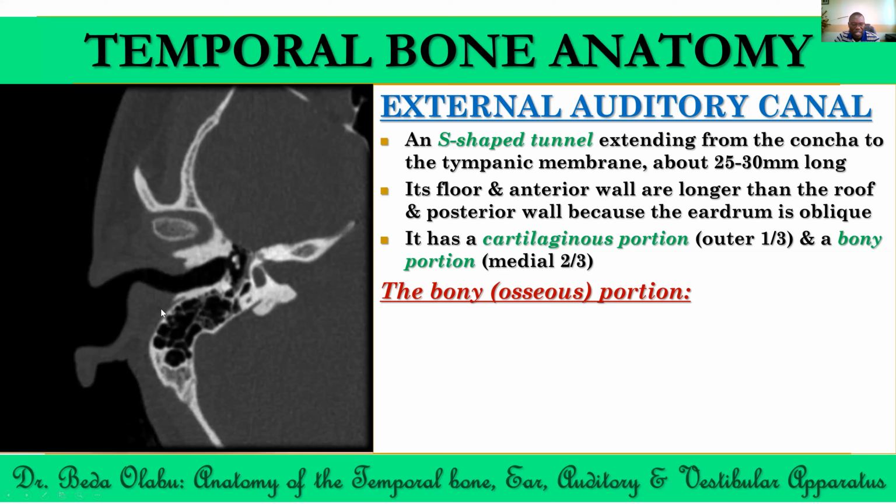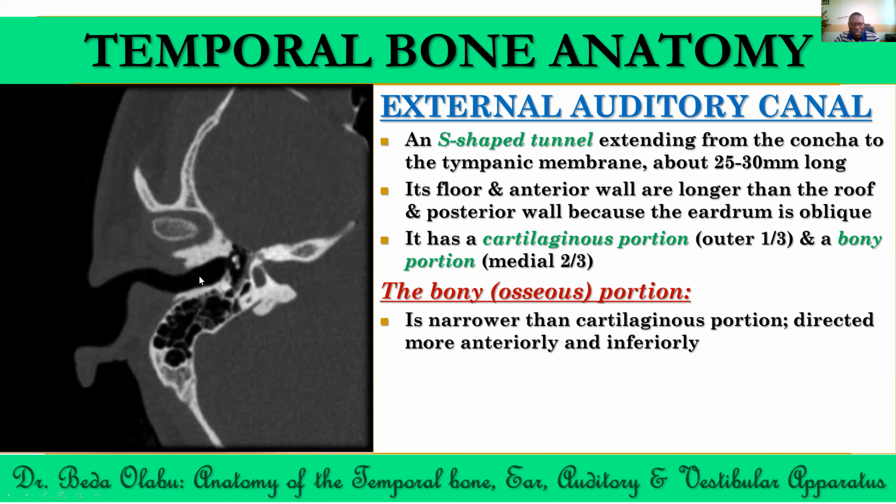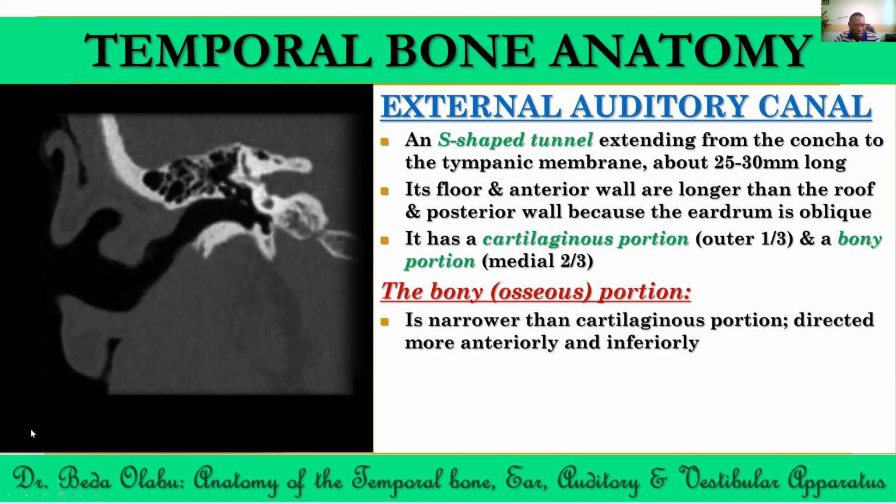I want us to particularly talk about the bony part of the external auditory meatus. It's narrower than the cartilaginous portion. The bony part is in particular directed more anteriorly and inferiorly. Now, this one shows us that anatomy also. So this is a coronal section, and it shows the fact that it goes slightly inferiorly from that region.